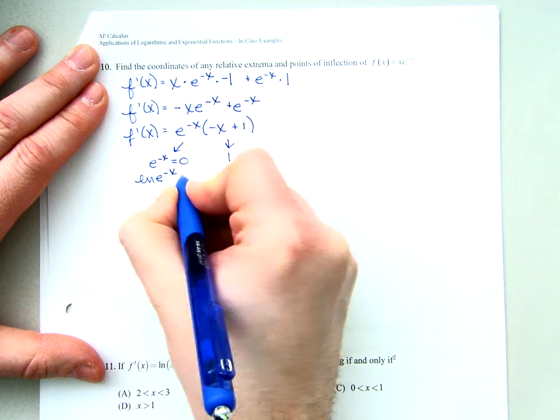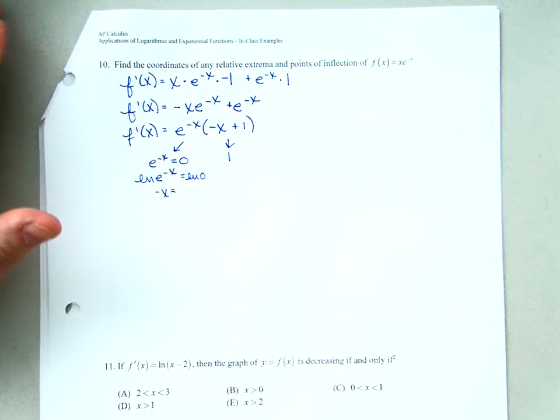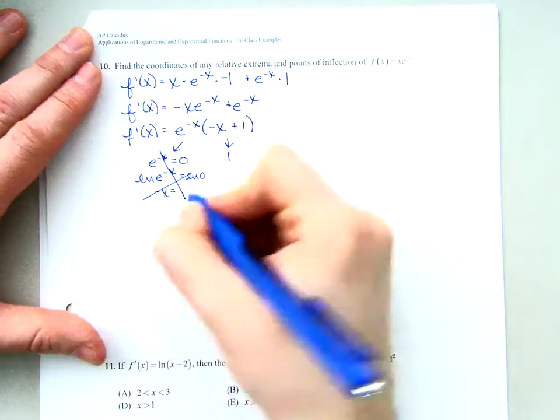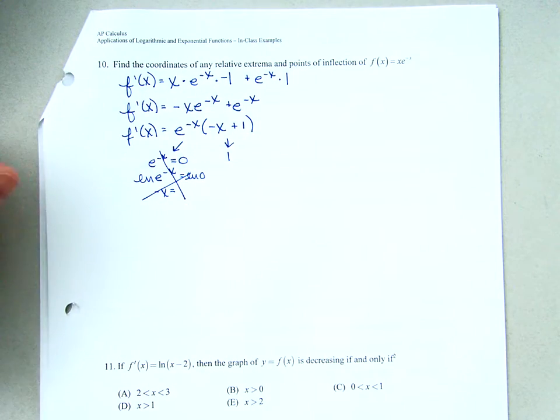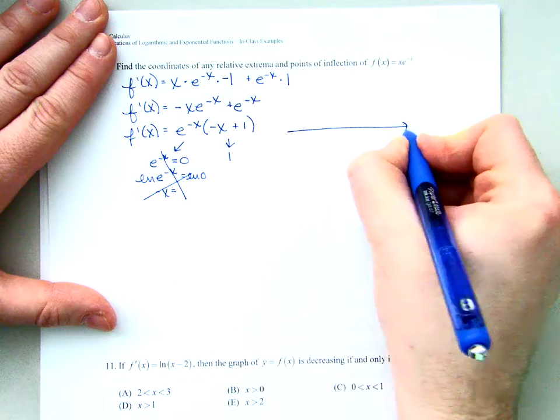Natural log of e to the negative x equals the natural log of 0. So negative x equals, what's the natural log of 0? Undefined. You can't do the natural log of 0. What this means is you don't get any critical values from there. We only have one critical value. Just one. Yay! And it's even better than that.